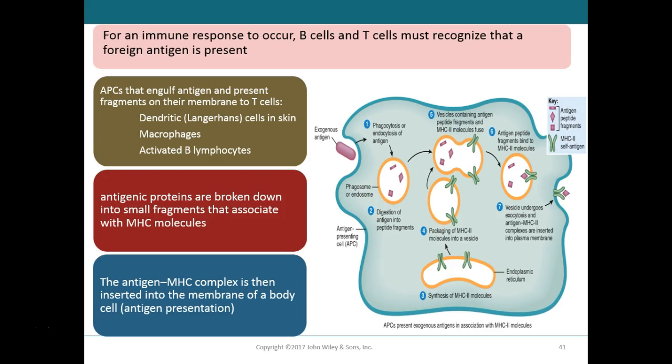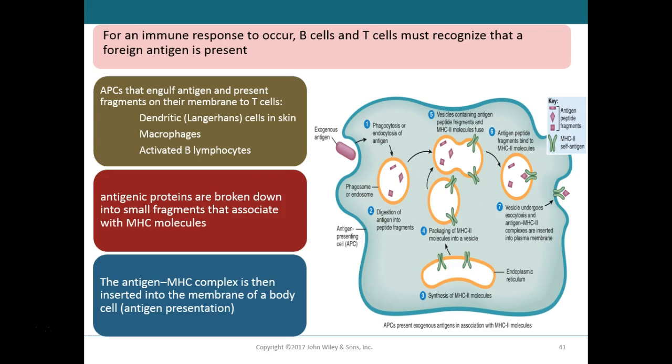A lot of these are located in places where the antigens are likely to penetrate our innate defenses and get into the body, such as in the skin, the dermis and the epidermis, in the mucous membranes of the gastrointestinal, urinary, reproductive, and respiratory systems, and also in the lymph nodes. After processing and presenting an antigen, antigen-presenting cells migrate from these tissues through lymphatic vessels to lymph nodes.